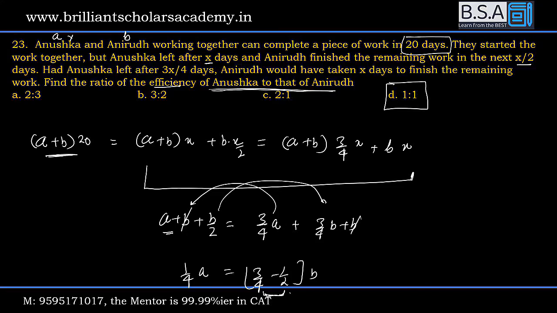You want the efficiency ratio. Efficiency ratio will be 1 by 1. I might be able to observe a pattern in x, 3x by 4, but I can still directly solve the question by putting values of A and B.